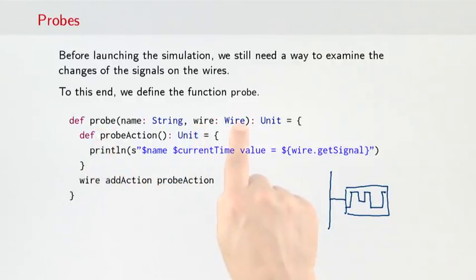You attach it to a wire. It has a name that is typically the name of the wire. It has an action. The action consists in printing the name of the wire, the current time, and the new signal on that wire. And what it would do on installation is it would add this action to the wire. So as always, the action gets executed each time the signal on the wire changes.